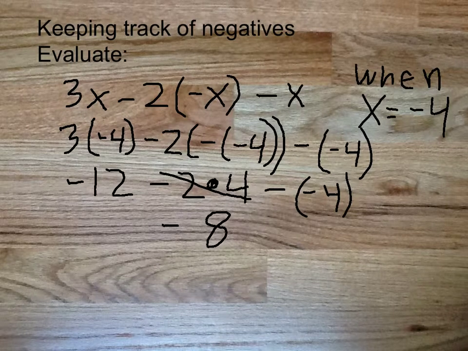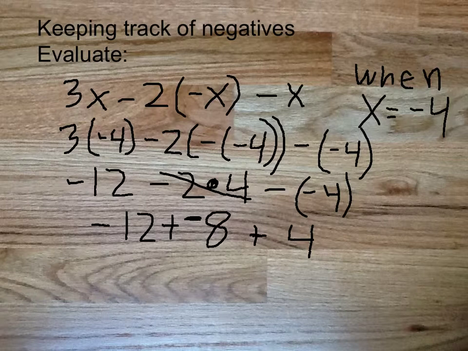Now I'm left with two subtractions, and I remember that subtracting is the same thing as adding the opposite. So I'm going to rewrite each of my subtractions as adding the opposite. Therefore, subtracting 8 becomes adding negative 8, and subtracting negative 4 becomes adding a positive 4, adding 4. Minus a negative is equal to plus a positive. Finally, I can add these together.